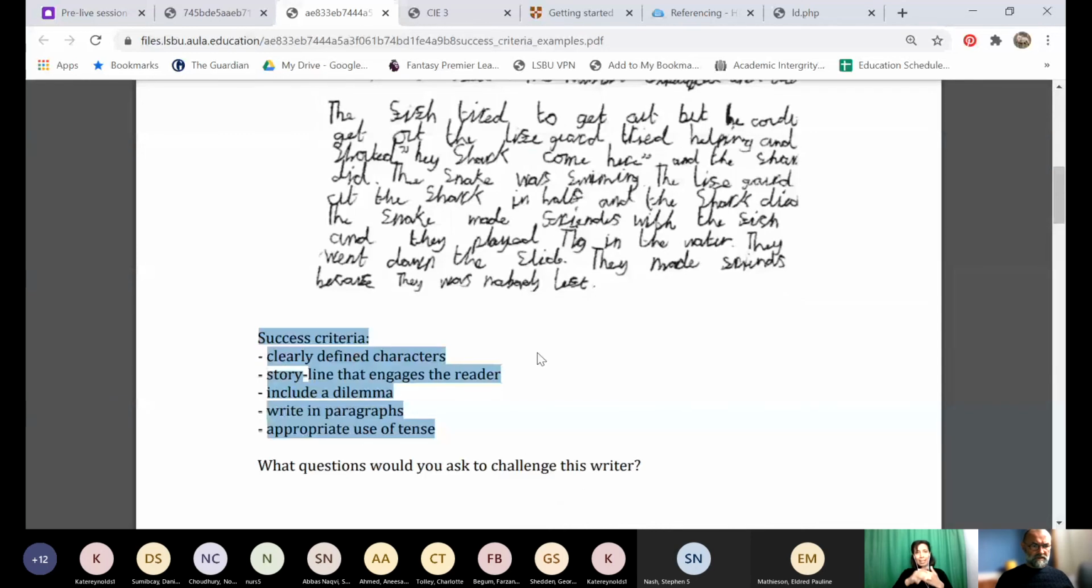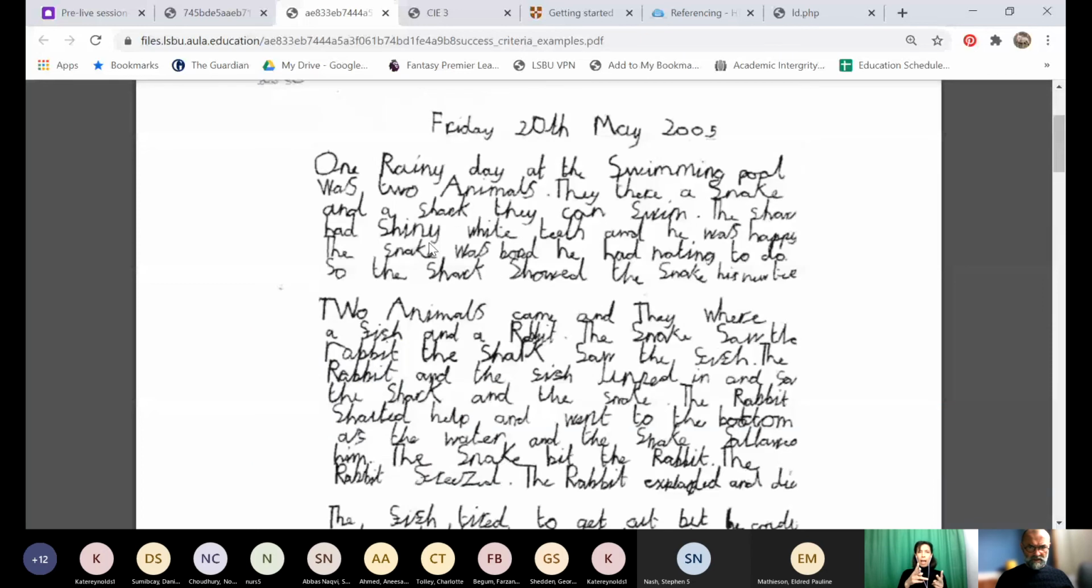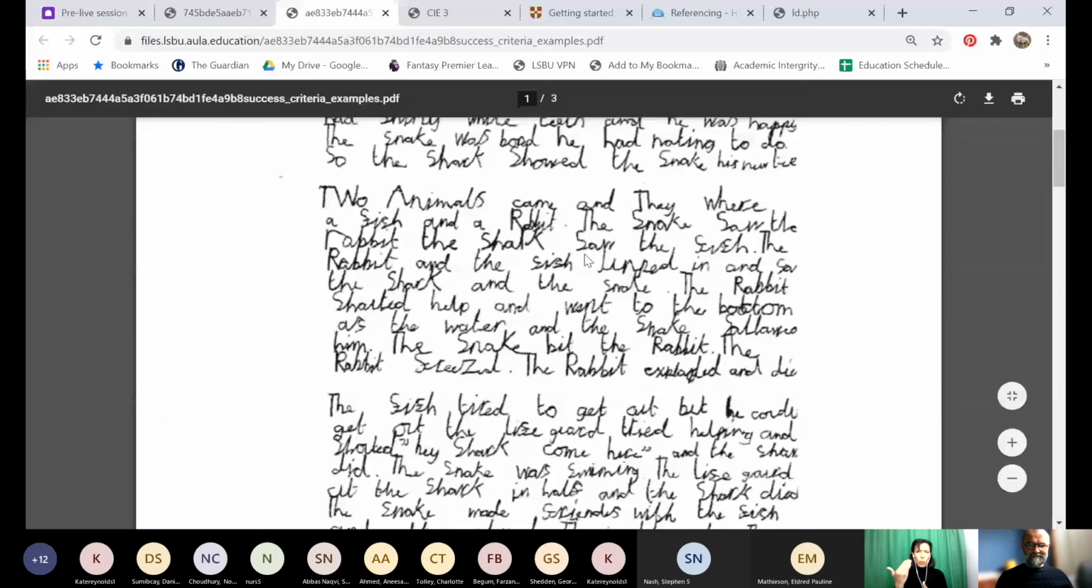Has the pupil got defined characters? Well, let's have a see. We've got the two animals. There was a snake and a shark. They could swim. The shark had shiny white teeth and he was happy. The snake was bored. He had nothing to do. So the shark showed the snake his new something, his new tie. Not sure what that is. Okay, clearly defined characters. Yes, check, tick. Okay, so we've got the shark and we've got the snake.